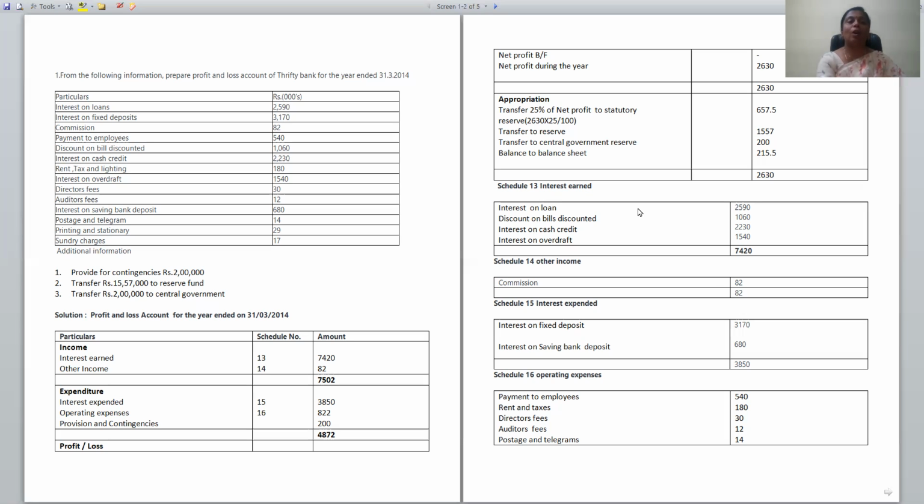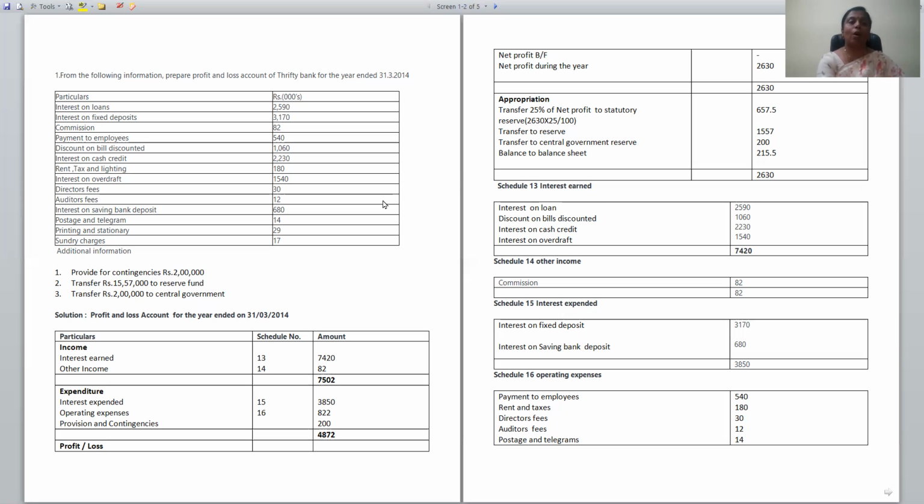Next is interest on cash credit. This interest on cash credit is also the interest you charge your customer. So it will be part of schedule number 13. It is reflected in schedule number 13 as 2,030.